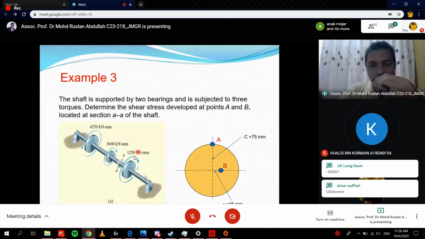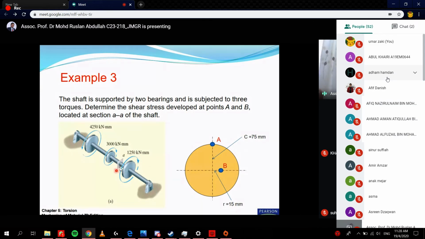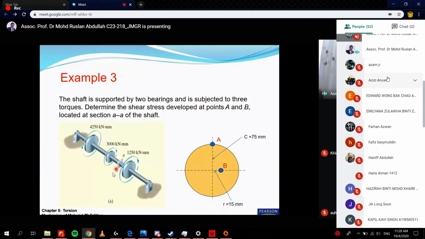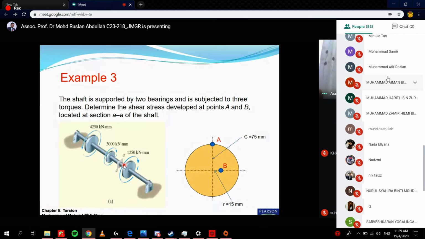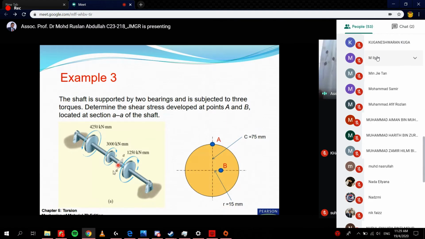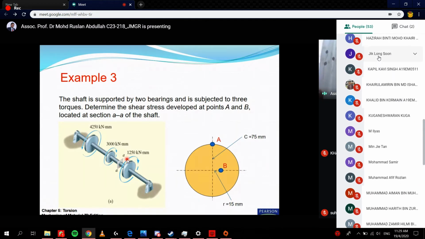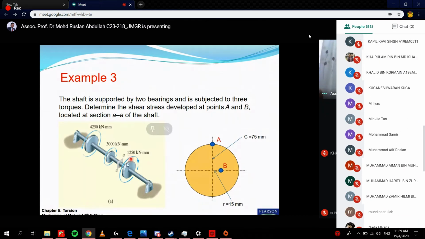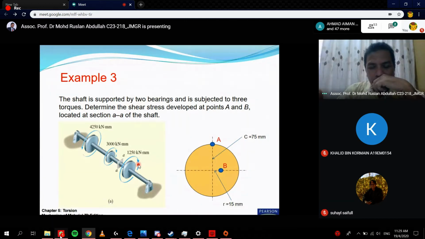1250. So when you cut here, you have a choice. If you want to analyze this section, automatically you know that here equals 1250. This is the external torque. So the internal torque at section AA equals the same, 1250. Why? Because this must be in the opposite direction, based on Newton's third law.